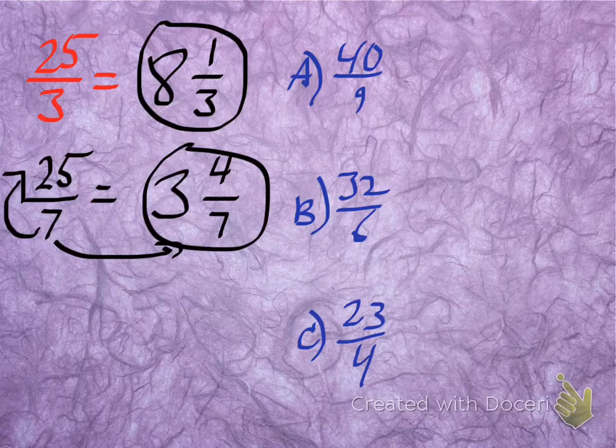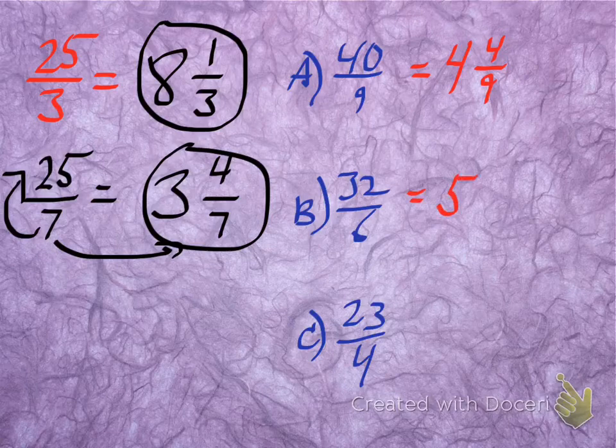Alright, if you're back, you should have taken a second to write down A, B, C on your paper and quickly change these into mixed numbers. So 9 goes into 40 a total of 4 times. 4 times 9 is 36, so I get a remainder of 4. So I get 4 and 4 ninths. 6 goes into 32 a total of 5 times. 6 times 5 is 30, so I still have a remainder of 2, so I get 5 and 2/6.